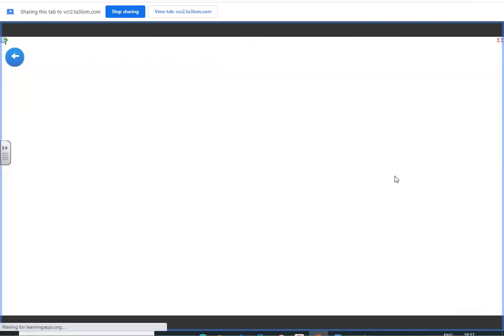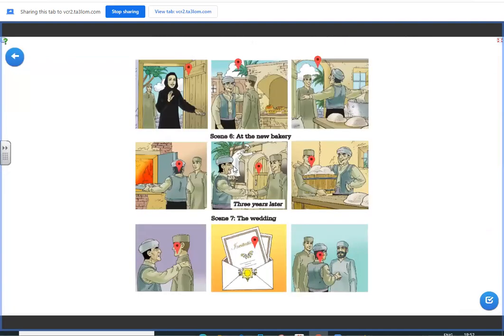Now we come to the writing section. We are going to talk about each picture and write a sentence for each picture. Match a sentence, then we are going to write. You can help me through chat.